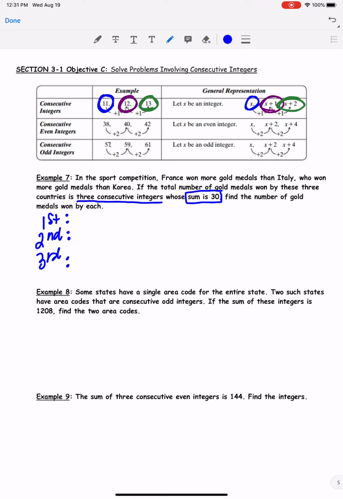Well, it says in this first one that France won more than Italy, so Italy is not the winner, who won more gold medals than Korea. So Korea is not the winner. So we have France first, who has won the most. They won more than Italy. And then Italy won more than Korea. So it means Italy got second. And Korea got third. So if Korea got third, that means they're the lowest number. So they won X medals.